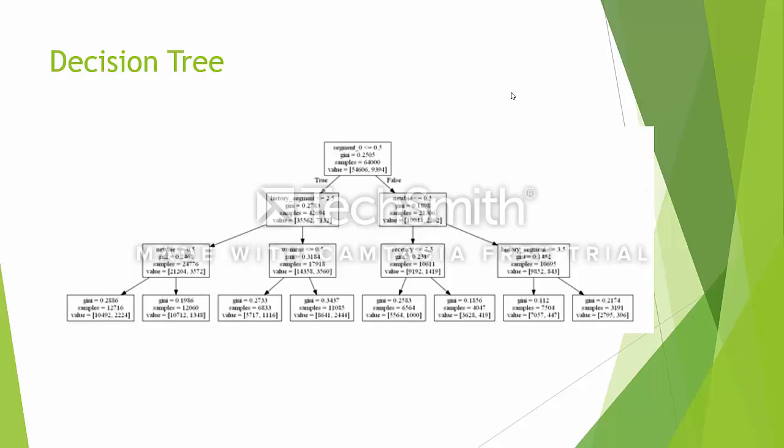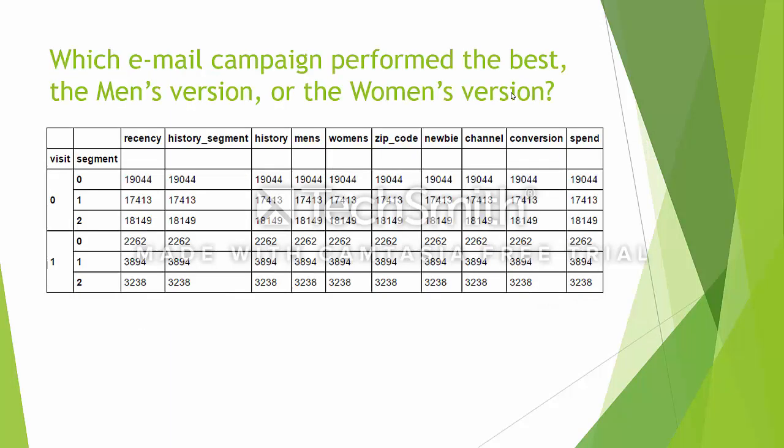Firstly, we ran a decision tree. It was our most accurate testing tool and really helped us check through our test, and it ran with 85% accuracy. The first question, which email campaign performed the best, the men's version or the women's version, was easy to answer. The men's email had a higher conversion count than the women's, and those who did not receive any email, while the men had more visits to the website than the women, but the visits for women were closer in comparison to the men than for conversion.